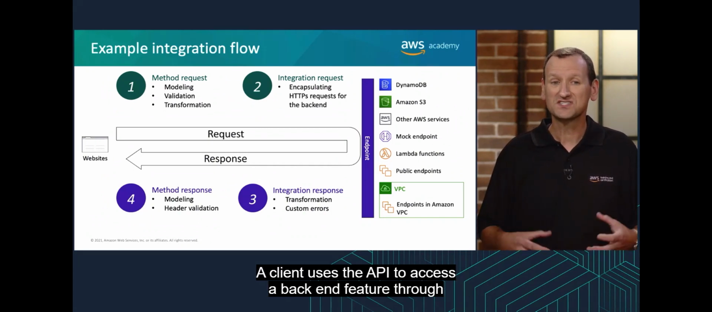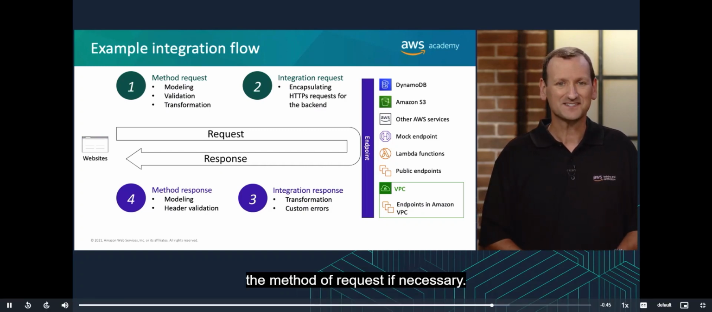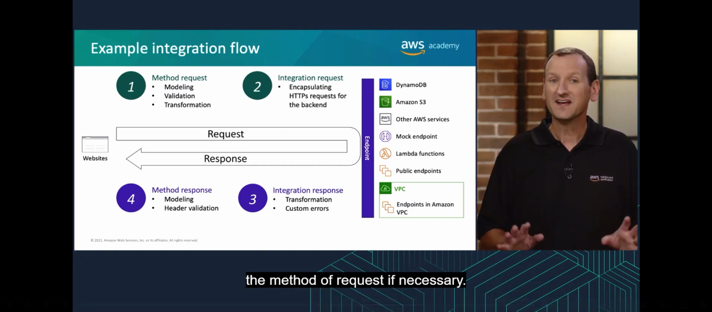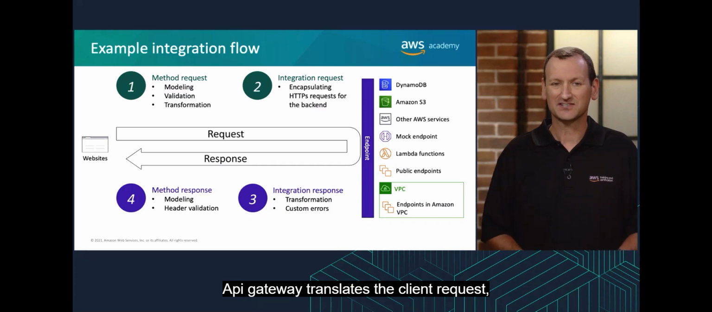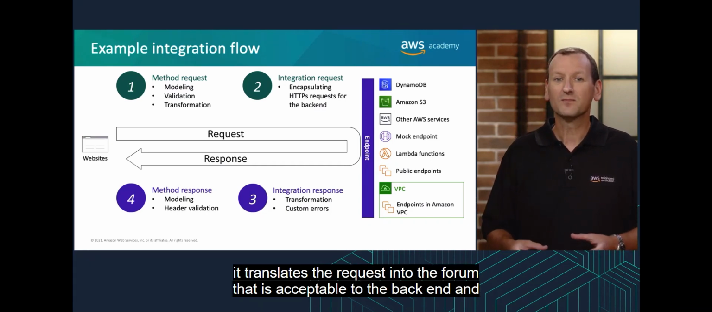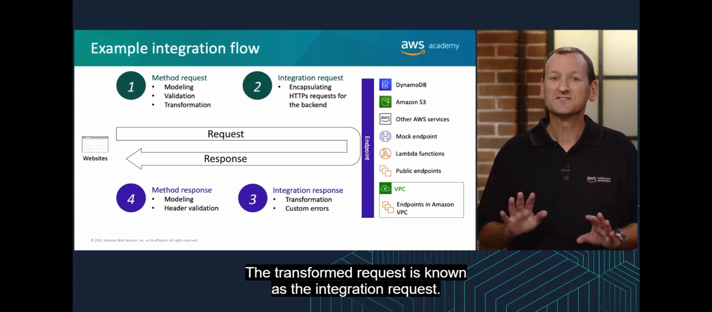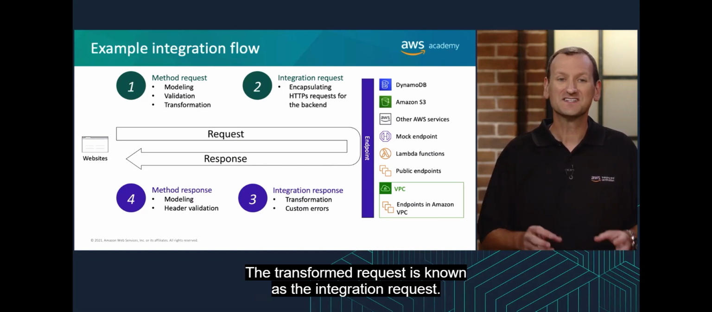A client uses the API to access a backend feature through the method request. If necessary, API Gateway translates the client request into the form that is acceptable to the backend in the integration request before forwarding the incoming request to the backend. The transformed request is known as the integration request.